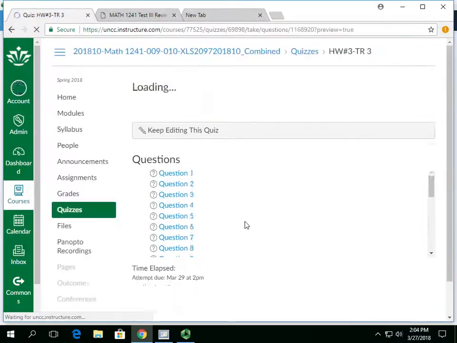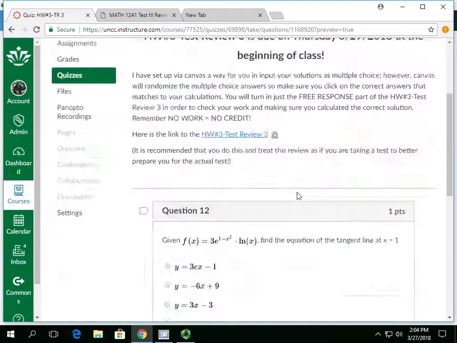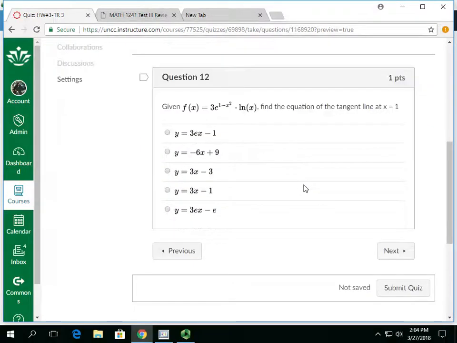A couple of things. Here is question number 12. This one is, what a surprise, find the equation of a tangent line. Let's go to the next problem, question number 13. Now read the question. What does it say? F of x is equal to 3e to the 1 minus x squared times natural log of x. You have to do the product rule, plug in the number, get the slope of the tangent line, and then the point slope formula, all that good stuff. Let's go to the next problem. What does it say?